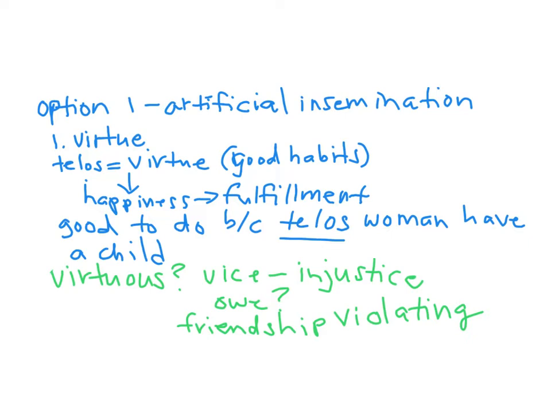Let's think about what if we have option one, but we do it from a utilitarian perspective? Utilitarian. So what do you think a utilitarian would say about this woman getting artificial insemination without her husband's consent? What do you think a utilitarian would say? Any ideas? Can't hear. Anybody?